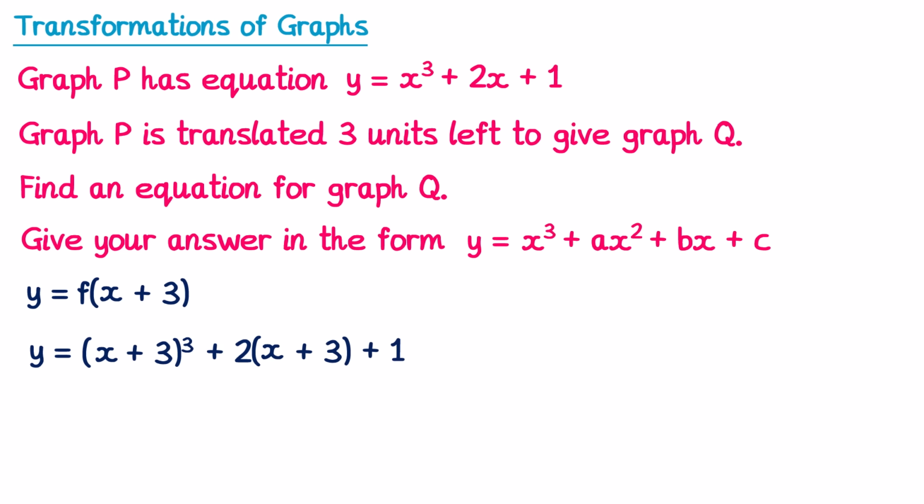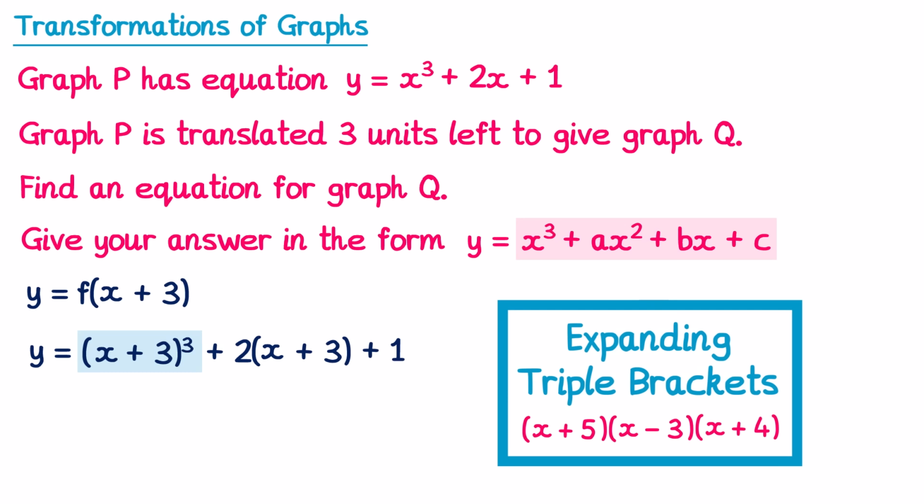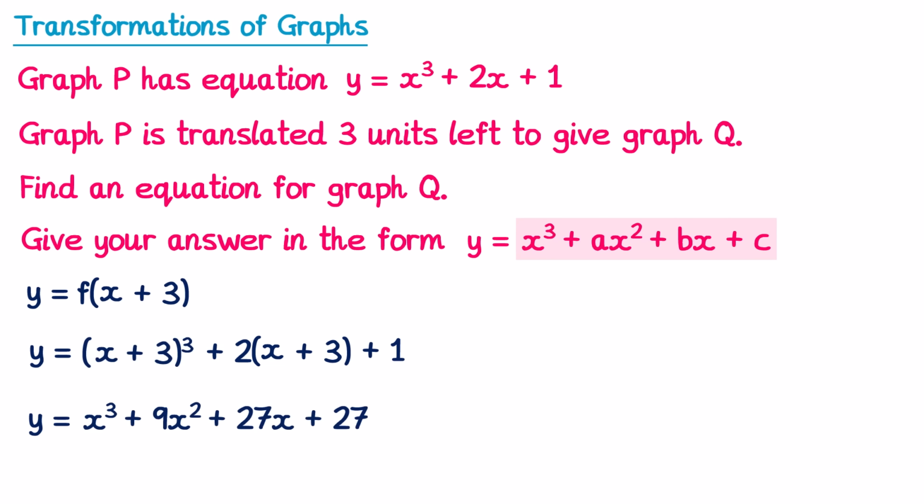So we need to expand out all of this because they've asked for it in this particular form. When we expand out x plus 3 all cubed, this is x plus 3 times x plus 3 times x plus 3. So we have a triple bracket to expand here. I'm not going to go into detail about how you expand this triple bracket, that's a whole other video. I'll put a link to that one in this video's description. But the result from the expansion would be y equals x cubed plus 9x squared plus 27x plus 27.